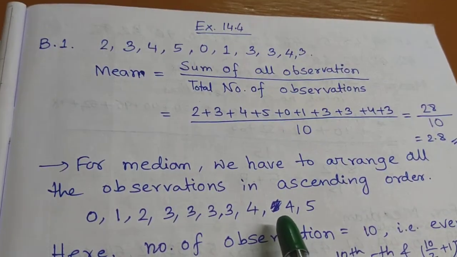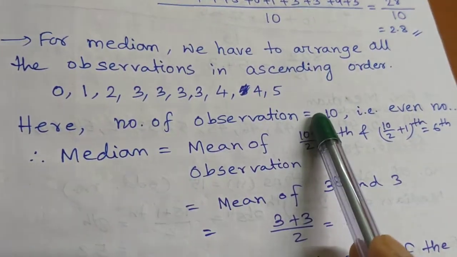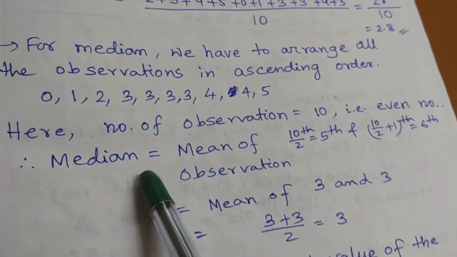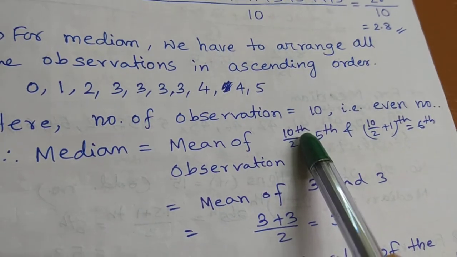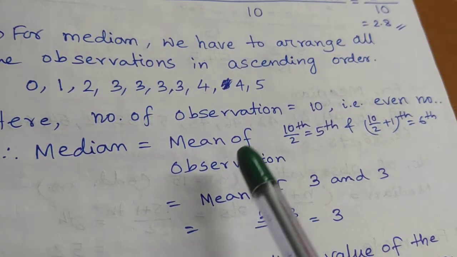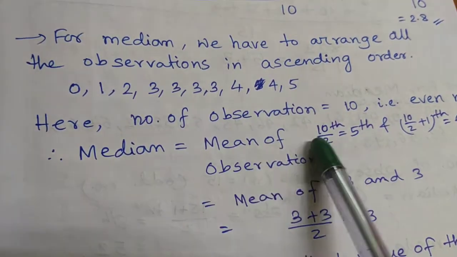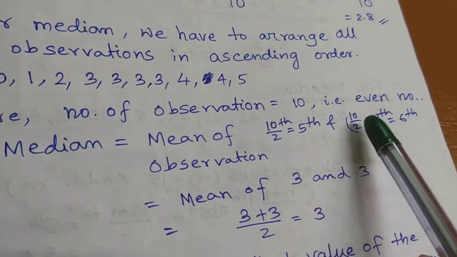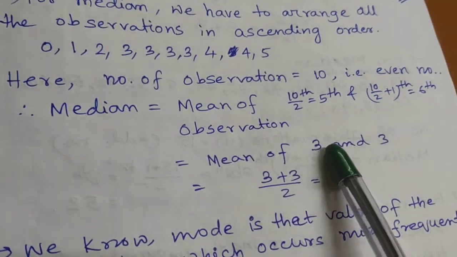Here the number of observations is 10, which is an even number, and we know that when n is even, the median is the mean of the n by 2th observation and the n by 2 plus 1th observation, right? Here n is 10, so the mean of 10 by 2, that is the 5th observation, and 10 by 2 plus 1, that is the 6th observation.